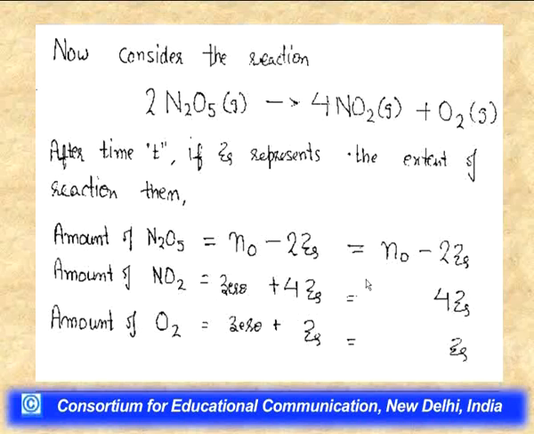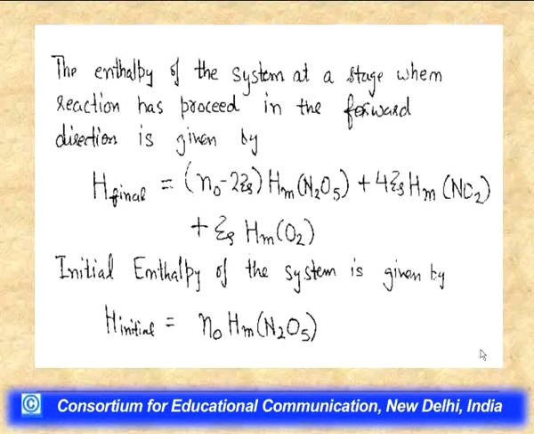So, N0 minus 2ξ is the amount of dinitrogen pentoxide after certain time t, 4ξ is the amount of nitrogen dioxide after time t, and ξ is the amount of oxygen after time t. Now, we can estimate the enthalpy of the system at a stage when the reaction has proceeded in the forward direction after time t, that is, the final enthalpy of the system.